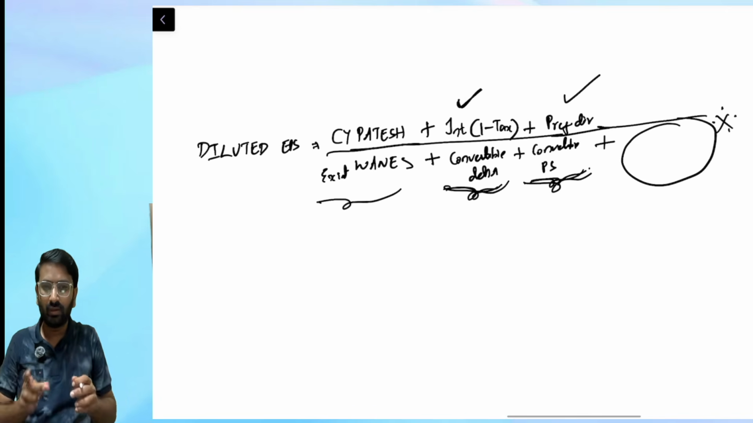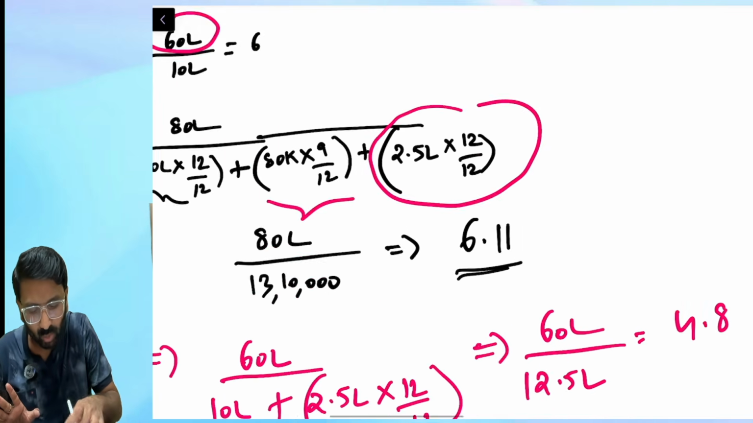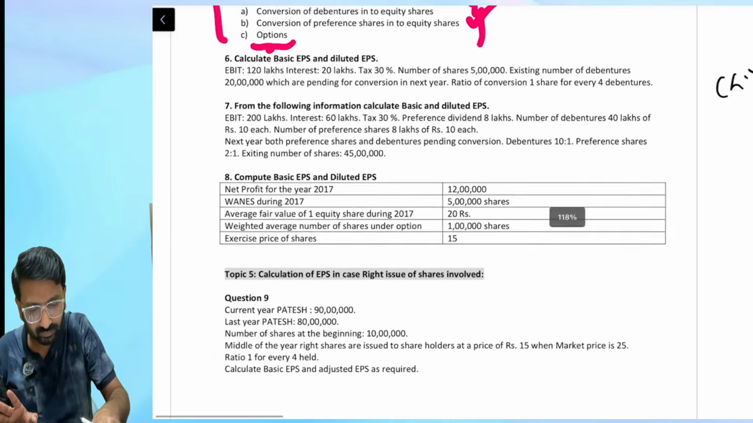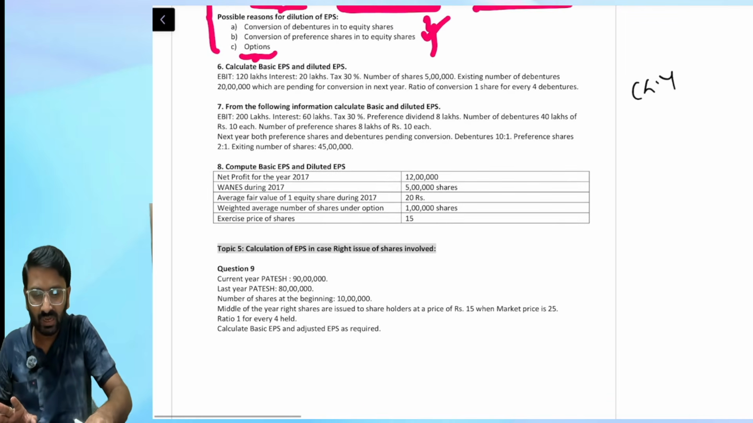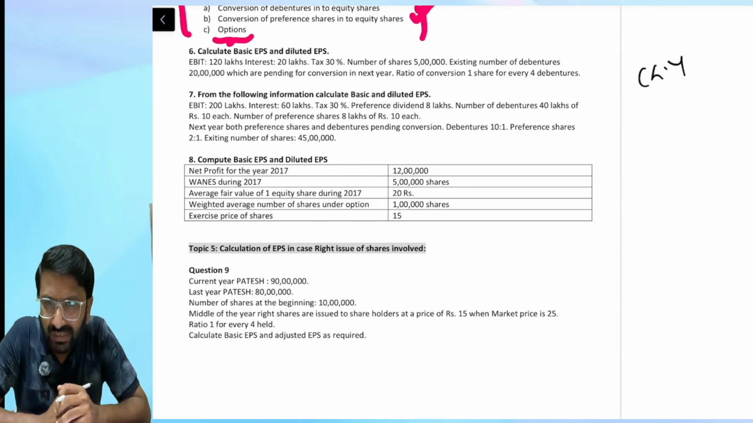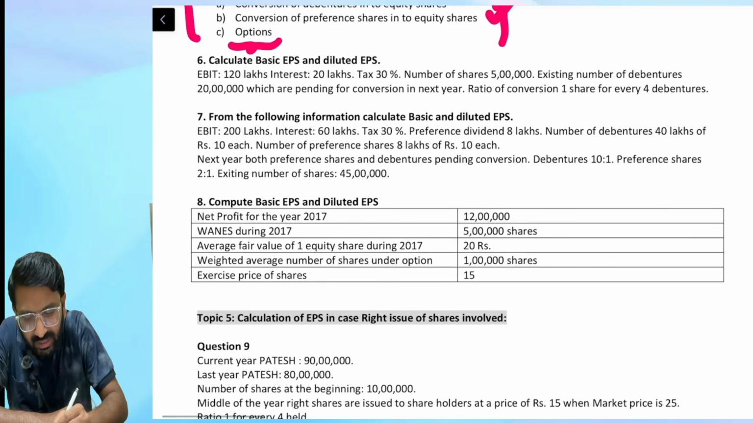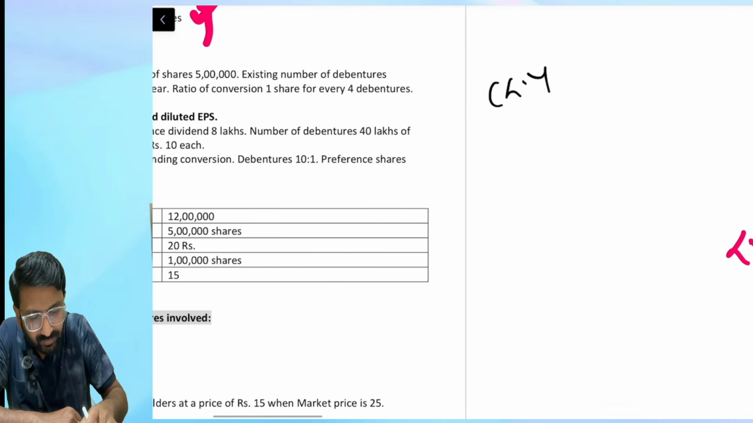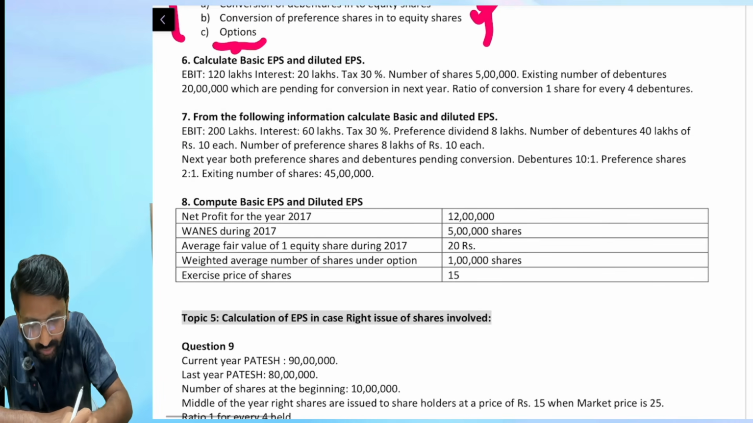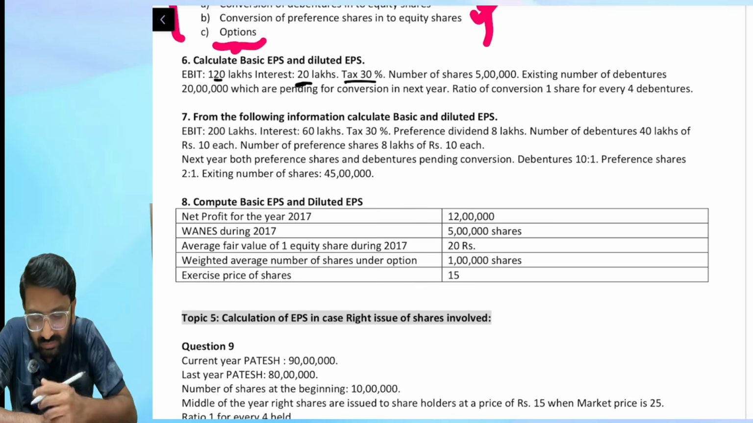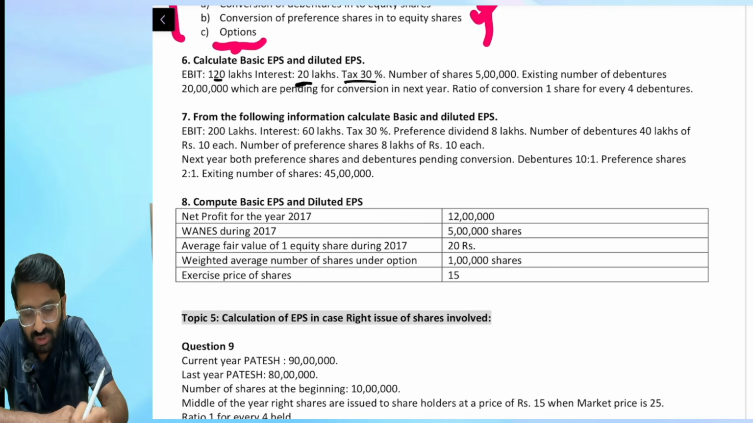Okay. Let's take an example. Have a look at the next question. Look at question number 6. Calculate basic EPS and diluted EPS. EBIT is given to you, 120 lakhs. Try to understand, EBIT is 120. Interest is 20. So can I say EBT is 100 lakhs? From there, if you remove tax at 30%, 100 lakhs, 30% if you remove, you get 70 lakhs back.